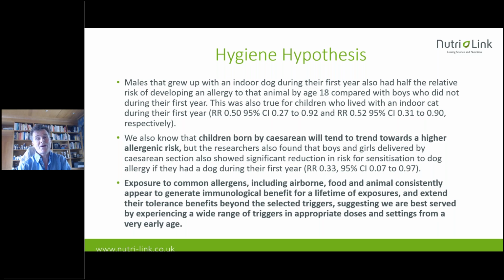It seems that children born by cesarean section will trend towards a higher allergenic risk. This is because they lack the gut flora, same as the antibiotic risk. So exposure to allergens, airborne, food, animals, etc., consistently generate immunological benefit for a lifetime of exposures and extend their tolerance benefits beyond the selected triggers, it says, suggesting we're best served by experiencing a wide range of triggers in appropriate doses and settings from an early age. So playing in the mud in the garden when we're a baby and when we're a toddler may have been a very good thing. Not sure about eating the soil, but even that may have had benefit.